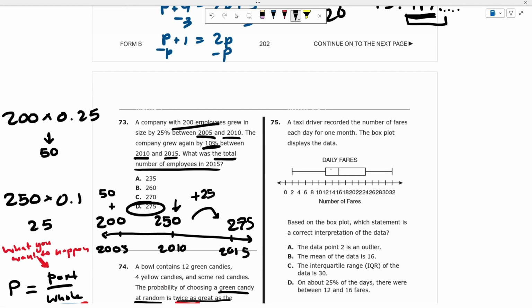This is the way that a box plot works. A box plot represents the distribution of data. This end right here is going to be the smallest number in the data set, and this end right here is going to be the largest number in the data set.